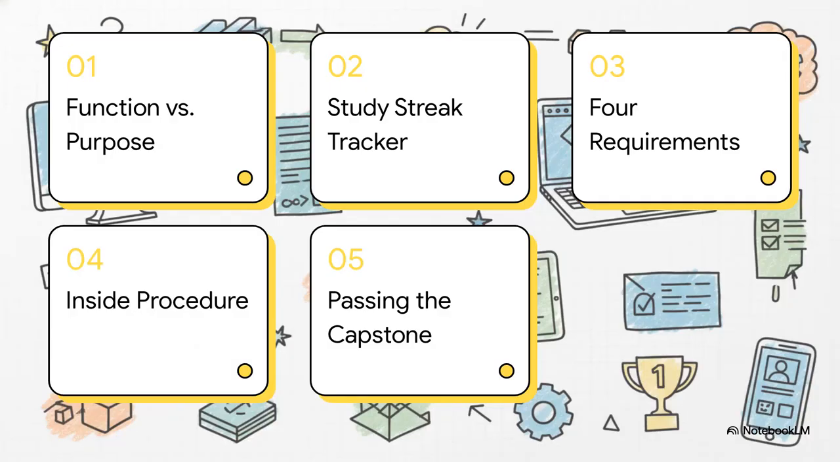Okay, let's dive right into our roadmap. We'll start with the function versus purpose trap. Then, we'll look at our sample program, the study streak tracker. After that, we hit the 4 rubric requirements, go inside the procedure itself, and finally, talk about passing the capstone. It's a straightforward, organized process.